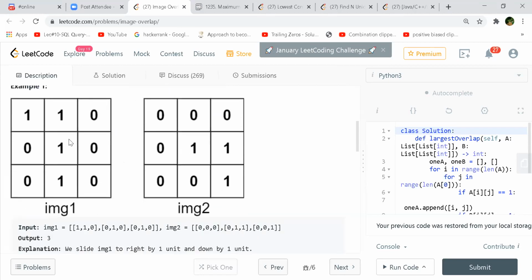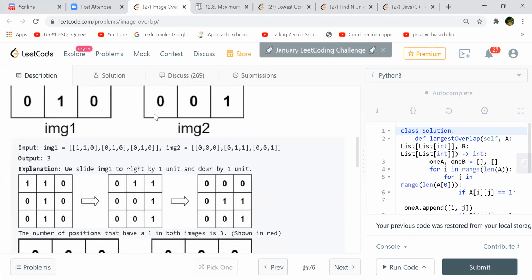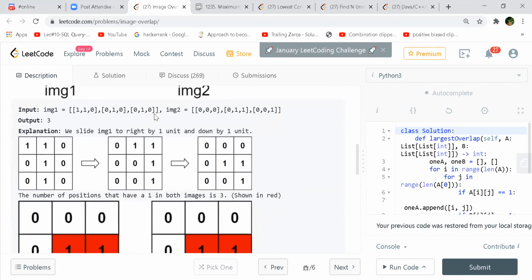So if we put this image over this, right? All the ones like this one will go with this zero, so it will be zero. So we slide image one to the right by 1 unit, just slide to the right, again right, and then two right and one down, making it down.